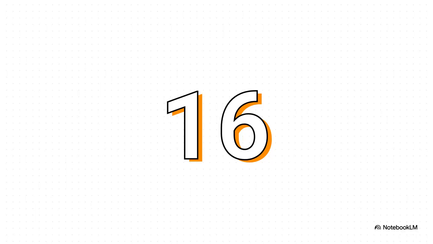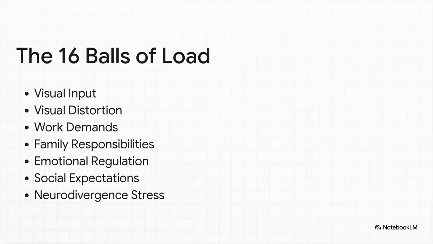And to get a sense of the sheer scale of this challenge, there's a key number that represents it, and that number is 16. Now, this isn't just random. It symbolizes the sheer volume of distinct, heavy pressures that someone might have to manage all at the same time. And this is where we get the metaphor of the 16 balls. I want you to really picture this. We're not talking tennis balls here. Imagine trying to juggle 16 heavy bowling balls. Each one is a different demanding part of life or your senses. Things like visual input, visual distortion, work, family, just trying to regulate your emotions, social pressures, and on top of all that, the stress of neurodivergence. It's a relentless, exhausting task.